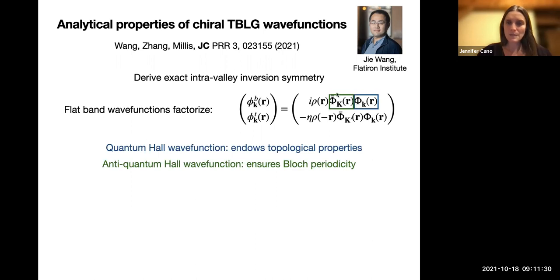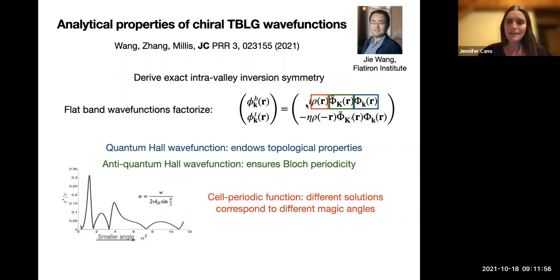The next term is an anti-quantum Hall wave function. It's a lowest Landau level wave function, but it looks like it's in a reverse magnetic field, and it's at a fixed K point. So this doesn't change the topological properties of the flat band because it doesn't have any dependence on the wave vector K. But what it does is ensure that the product of these 2 things has the Bloch periodicity. And then finally, there's this third term.